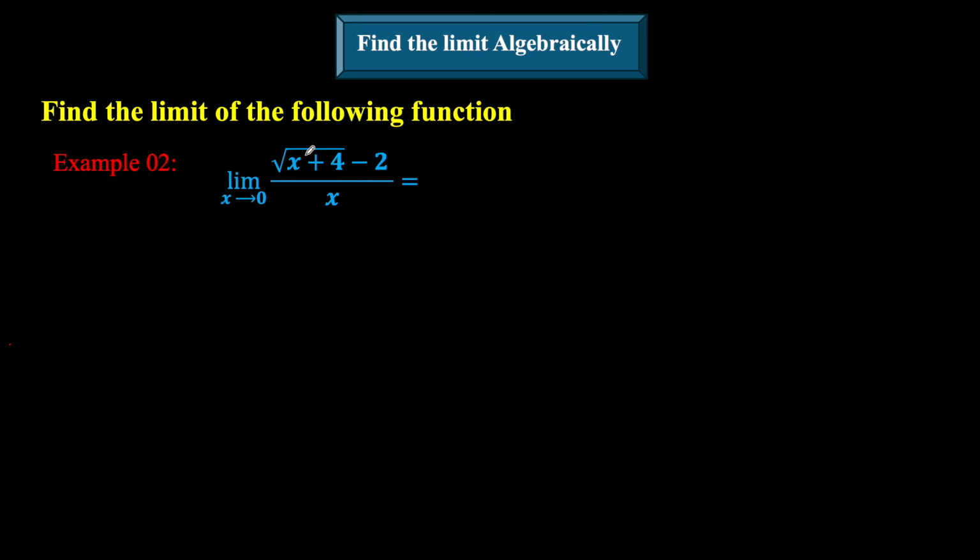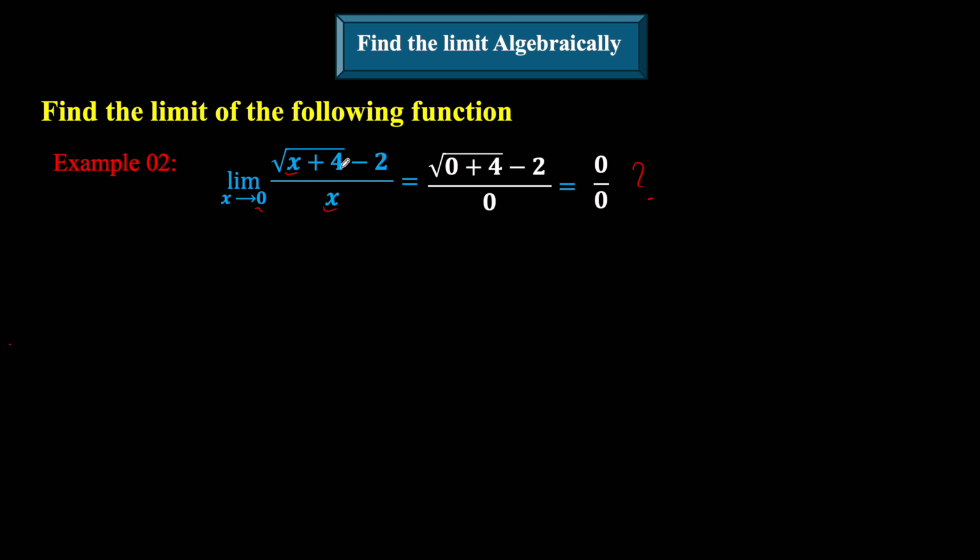Let's see the second example. Find the limit as x approaches 0 of the square root of x plus 4 minus 2 over x. The first step is to substitute each x by 0. So we take the square root of 0 plus 4 minus 2 over 0. Here we have a problem. We have 0 divided by 0, and this is an indeterminate quantity. We have to avoid it.